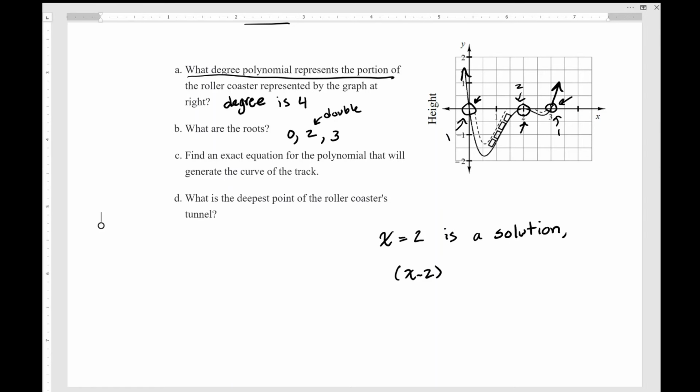And because this has a double root, we can square that factor. So that really helps us to come up with an equation, doesn't it? We have another root at 3, and if 3 is a solution, then x minus 3 must be a factor. And if 0 is a solution, then that means x is a solution. Or sorry, it's a factor.